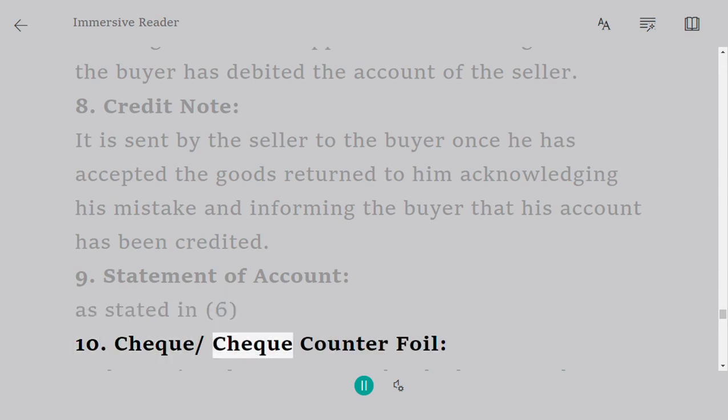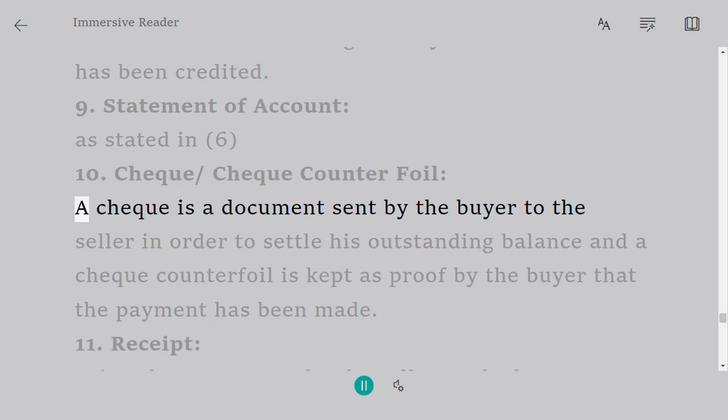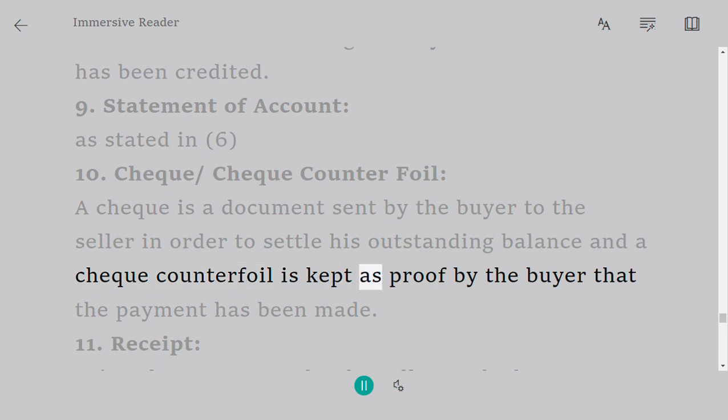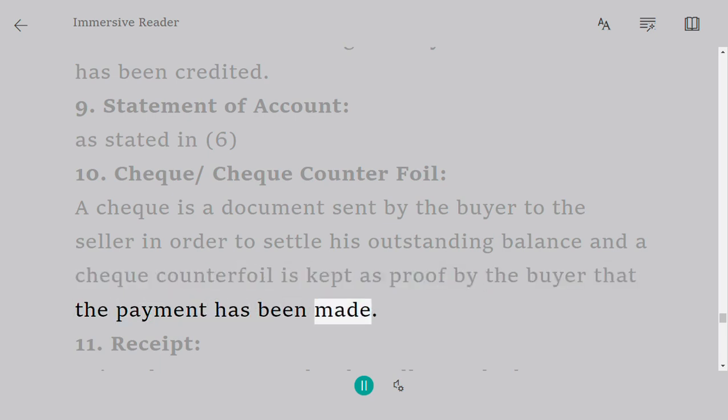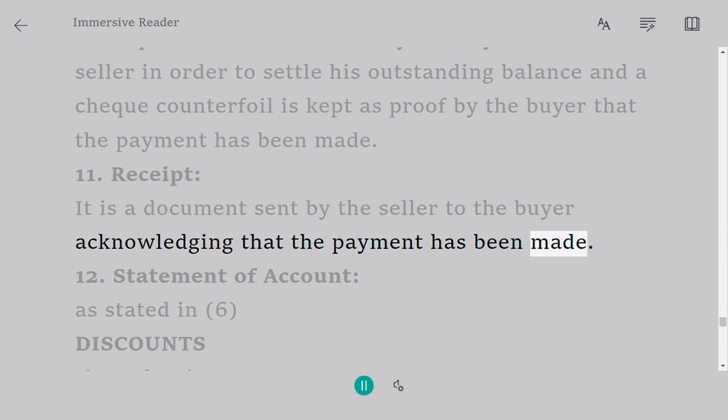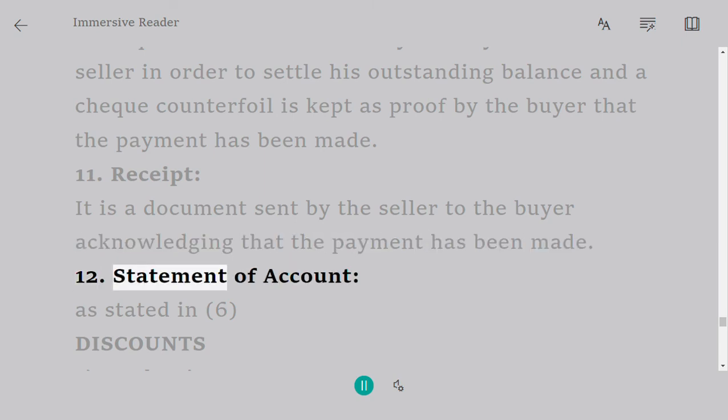10. Check counterfoil. A check is a document sent by the buyer to the seller in order to settle his outstanding balance, and a check counterfoil is kept as proof by the buyer that the payment has been made. 11. Receipt. It is a document sent by the seller to the buyer acknowledging that the payment has been made. 12. Statement of account. As stated in 6.